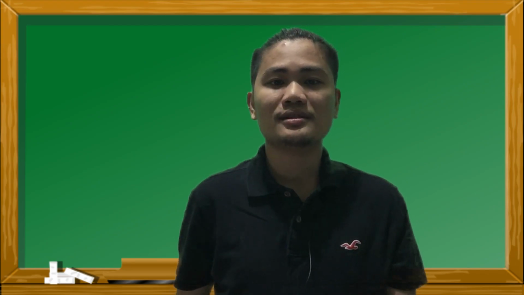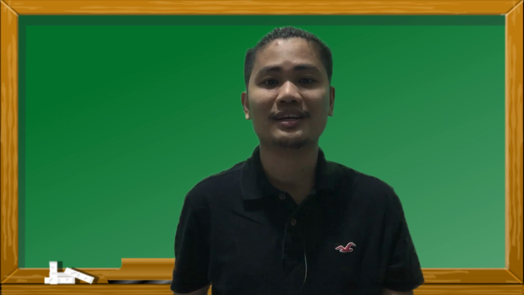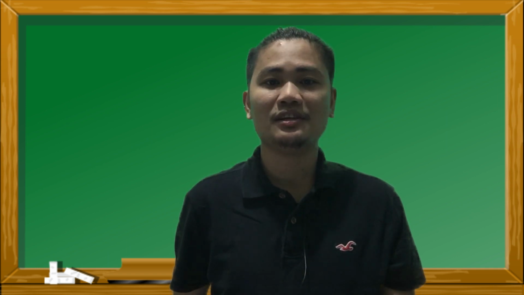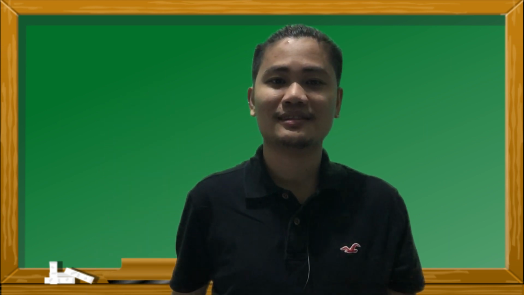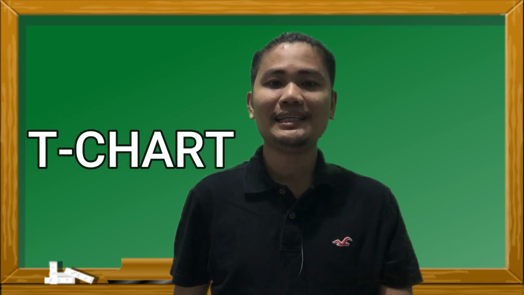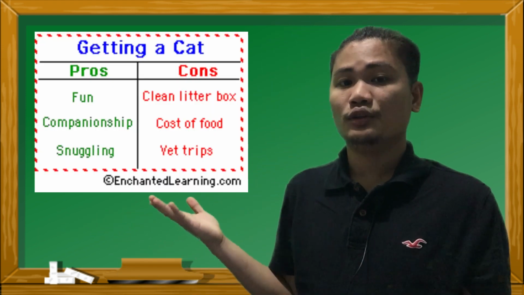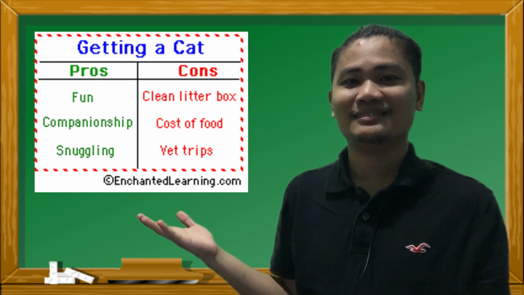We can easily understand a particular concept if we use graphic organizers. Graphic organizers have different forms. Actually, there are a lot of graphic organizers out there. But today, I'll only be teaching you 5 forms of graphic organizers. And the first one is T-chart. So this is what a T-chart looks like. Focus your attention on the screen.